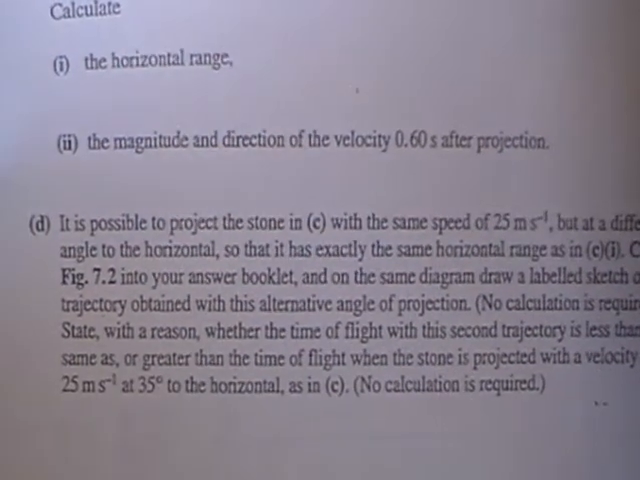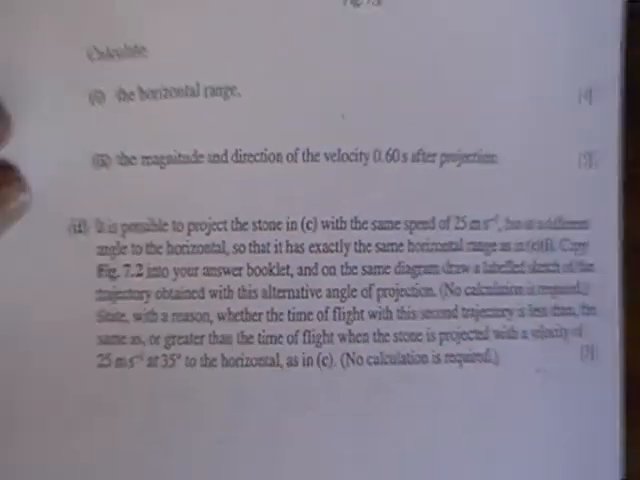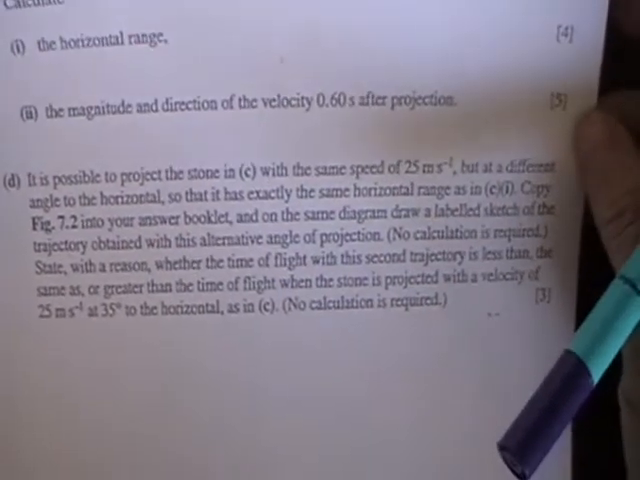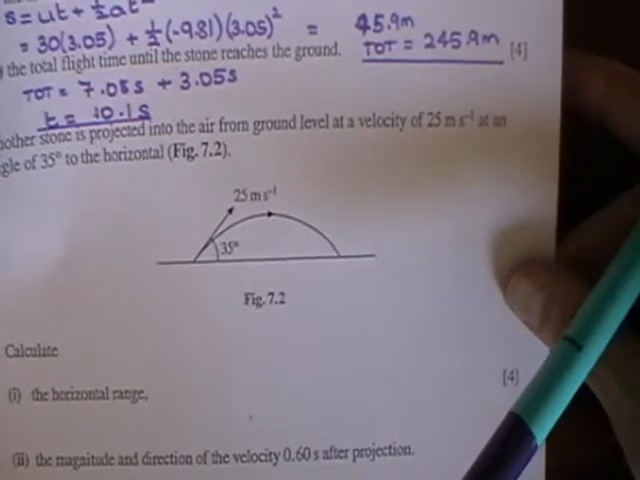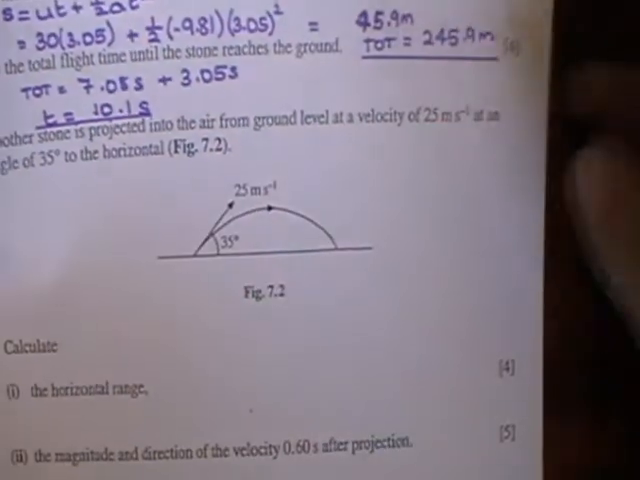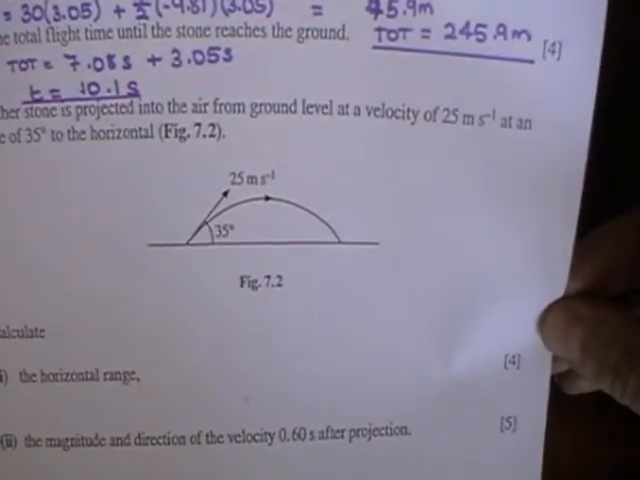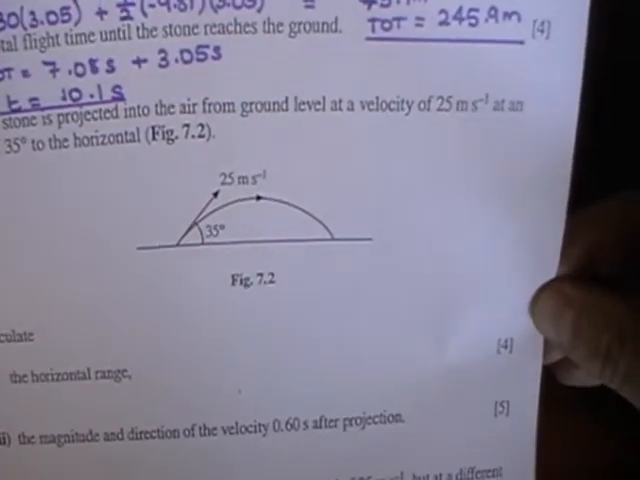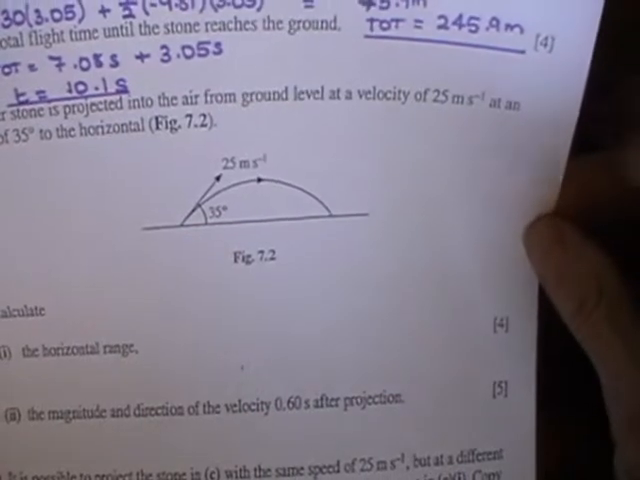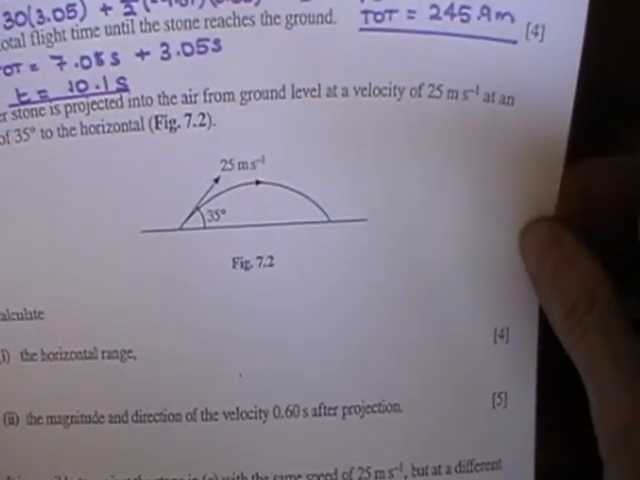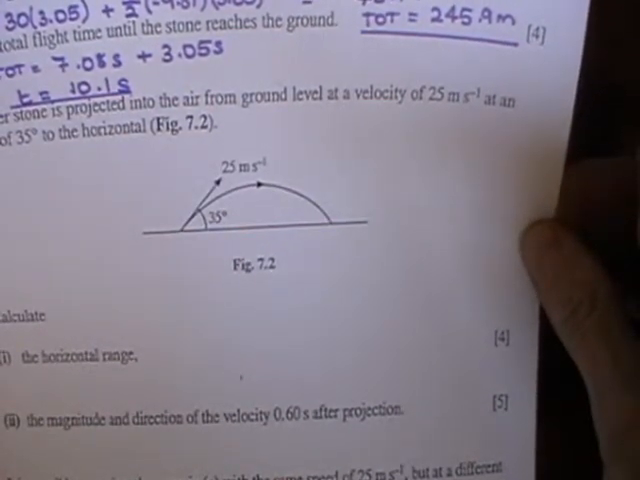The last part of this question, part D. It is possible to project the stone in C, and there's a stone in C there, with the same speed but at a different angle to the horizontal, so that it has exactly the same horizontal range as in C part 1. Copy this figure into your exam booklet, and on the same diagram draw a labelled sketch of the trajectory obtained with this alternative angle of projection.